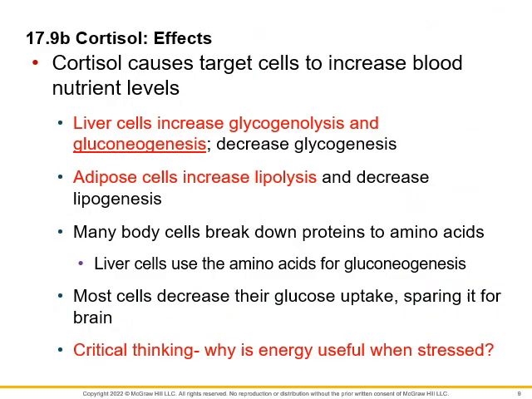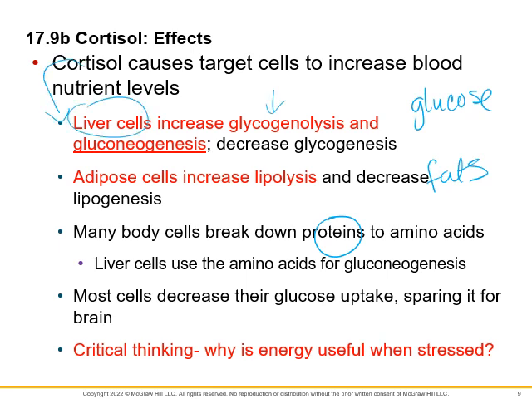So the effects of cortisol we can see here. It's going to target the cells to increase blood nutrients. So when we talk about blood nutrients, hopefully we're thinking about glucose, we're thinking about fats, and we may be thinking about proteins. So cortisol is going to bind the liver cell and tell it to do glycogenolysis.